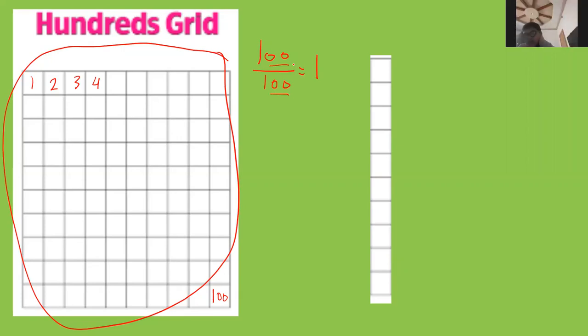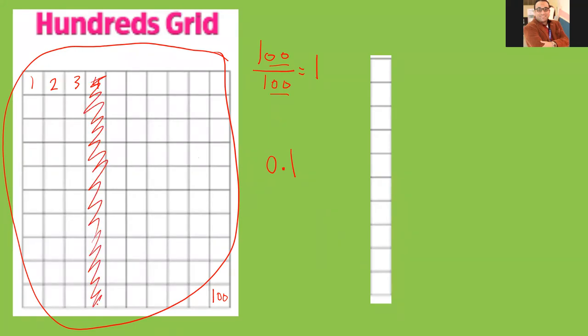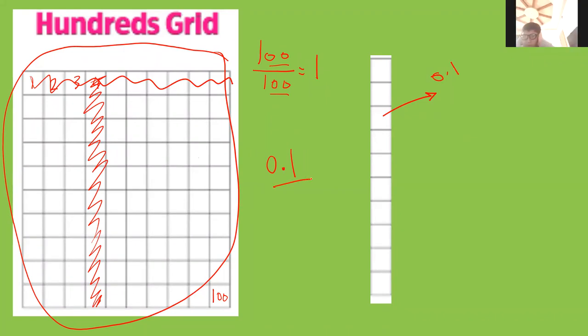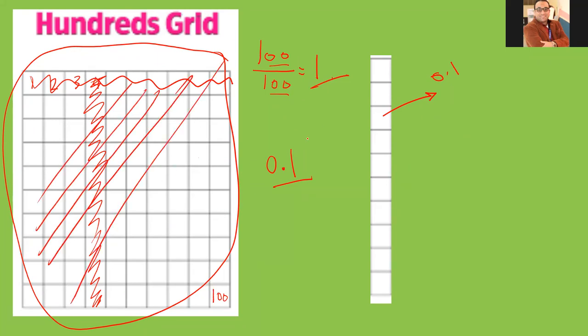Okay. When we want to select 0.1 from this grid, we need to shade 1 column, just 10 squares vertically or 10 squares horizontally. So this one in front of you, this column, represents 0.1. There is a difference between 0.1 and 1 as a whole. 1 as a whole means the whole grid is shaded. 0.1 means shading just 10 squares, vertical or horizontal.